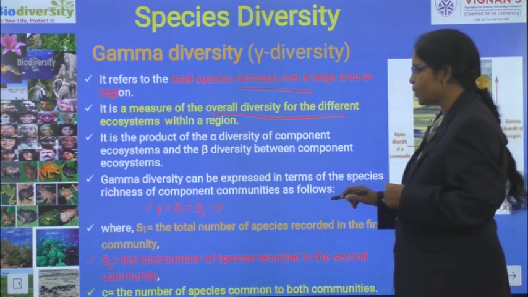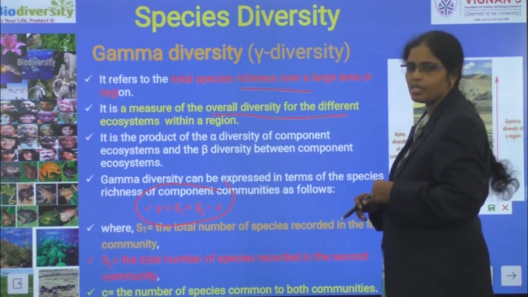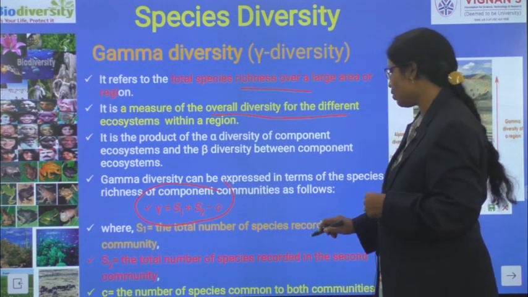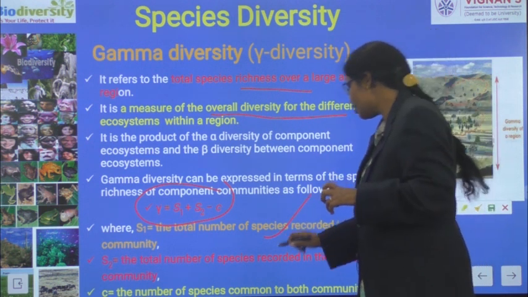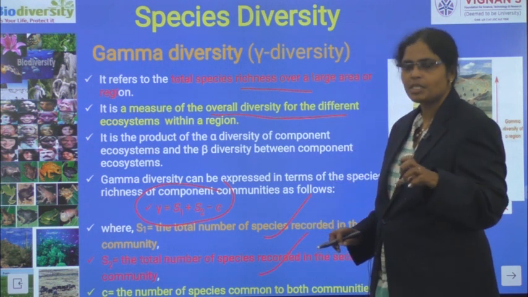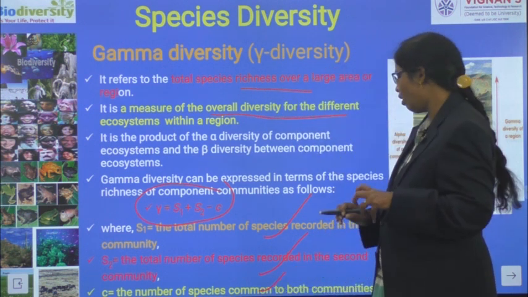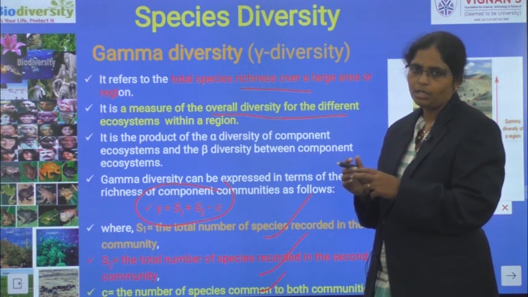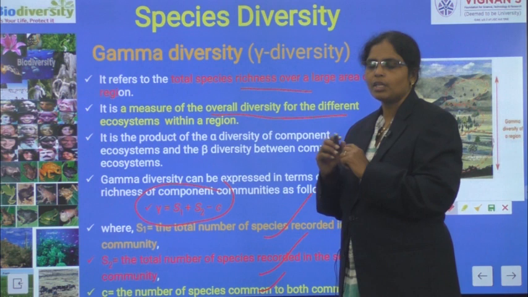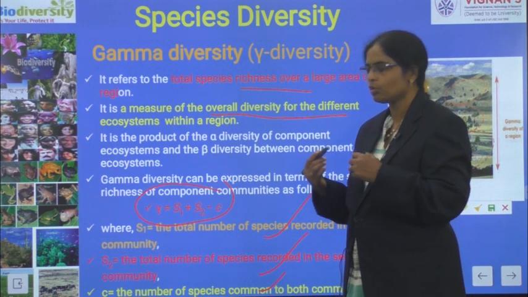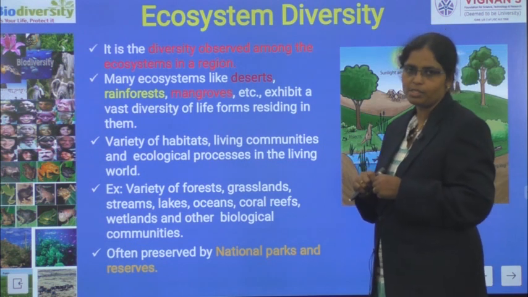So this will be expressed using this expression where gamma is equal to S1 plus S2 minus C, where S1 is the total number of species recorded in the first community, and S2 is the total number of species recorded in the second community, and C is the number of species common in both communities. So S1 plus S2 total together, minus the common species you have to remove, so that you will get the gamma diversity.